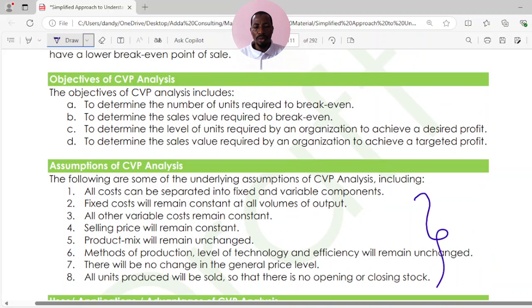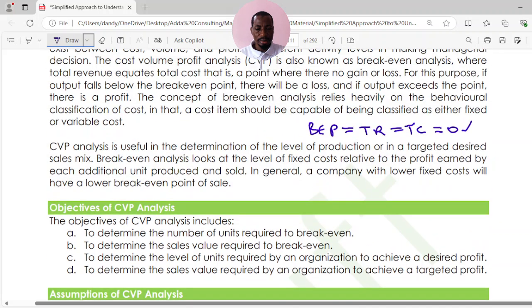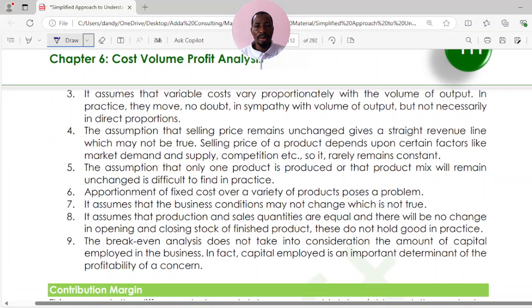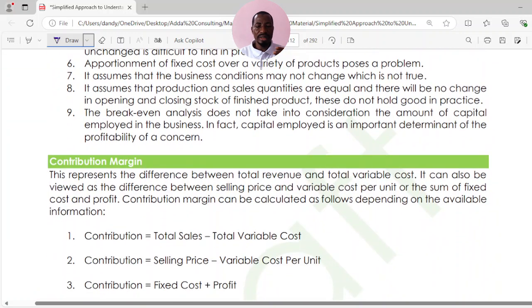However, what do you understand by contribution margin? So we are coming back to the objective of CVP. Contribution margin simply means the difference between selling price and variable cost per unit, or the difference between total sales and total variable cost. It can also be said to be the summation of fixed cost and profit. That is contribution margin, depending on the information available.